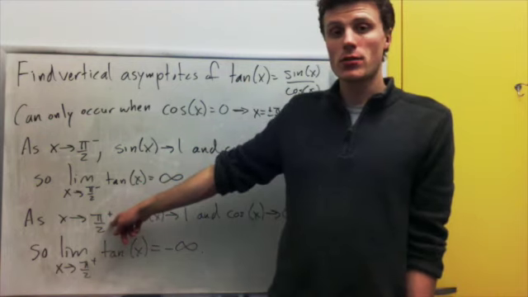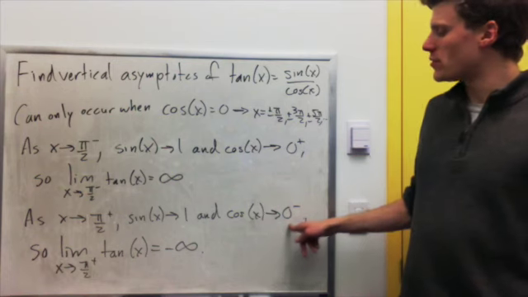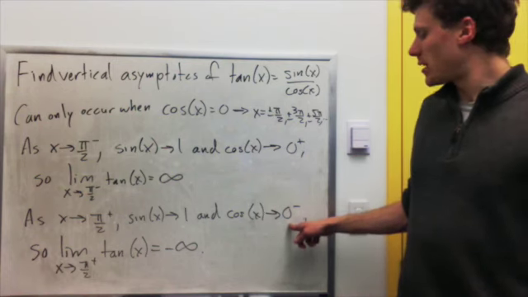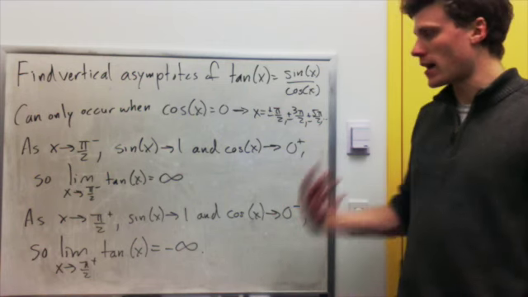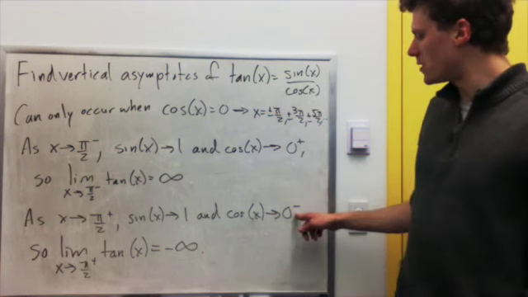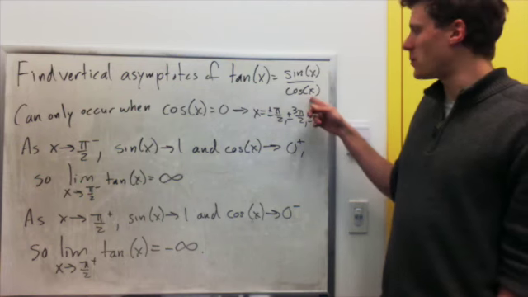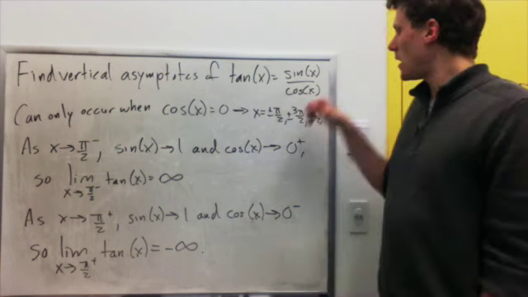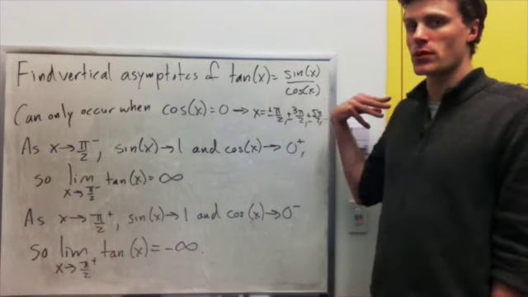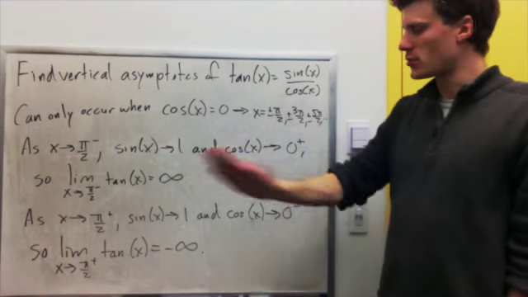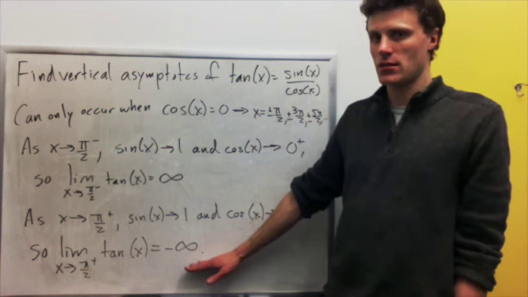As x approaches pi over 2 from the right, sine goes to 1 again, but cosine goes to 0 from the negative direction. That's because cosine of x is less than 0 for x slightly bigger than pi over 2. So these values will be negative and getting closer to 0. So when I take the ratio, I have a positive number divided by a negative number, so I'm left with something negative, and the denominator is going to 0, which means that I'm taking the reciprocal of a really small number, which means it's really big. So I get a really big number in the negative direction, and as I approach pi over 2 from the right, tangent goes to negative infinity.